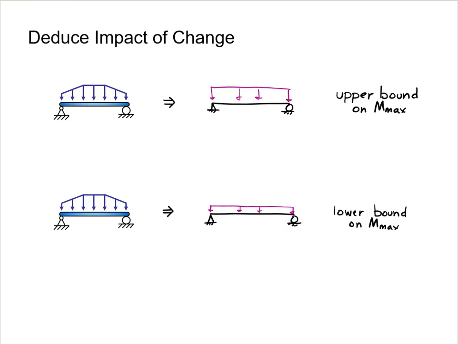How is this helpful? After we perform detailed analysis, we take a look at the quantity we chose to focus on. If the magnitude of that quantity, that moment or displacement or reaction, is bigger than the upper bound we obtained in the simplified prediction, we know that there is a mistake somewhere, and the mistake is probably in our detailed calculation.